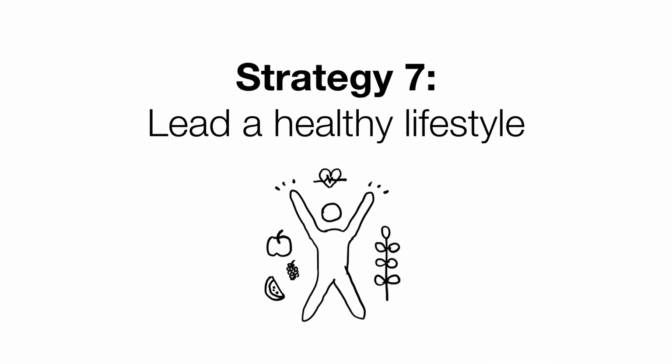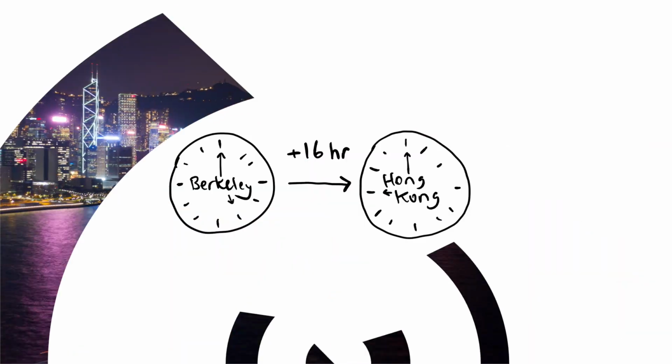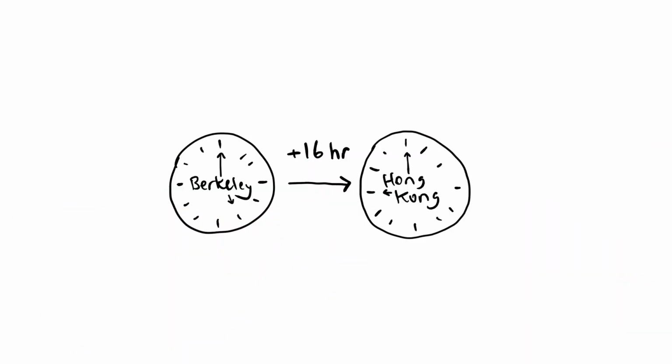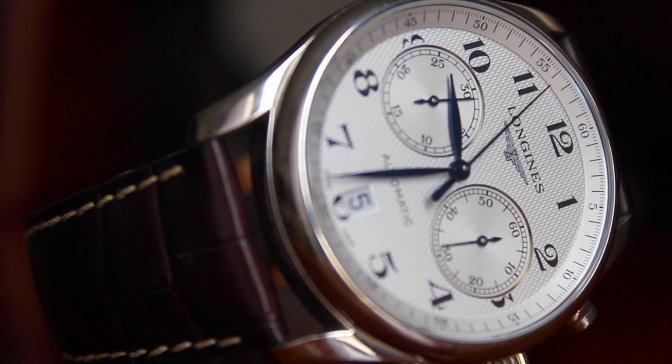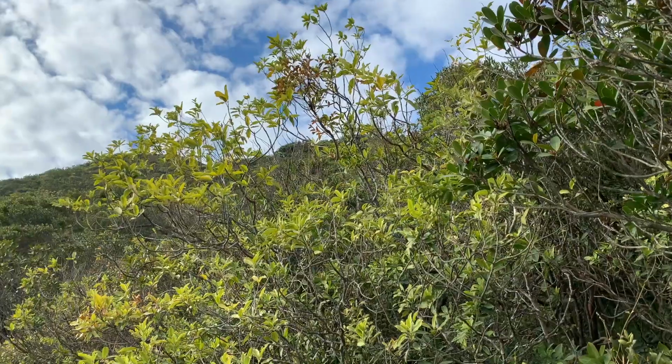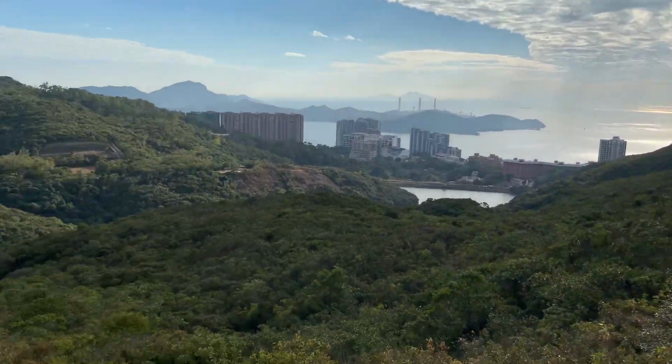Strategy number 7. Try to lead a healthy lifestyle. This means getting enough sleep and exercise. I was in Hong Kong for this class, so my time zone was 16 hours ahead of Berkeley. This meant that I often woke up in the middle of the night. To overcome this, I learned to adjust my sleeping schedule literally every day. And more importantly, I did exercise every day, hiking to rejuvenate myself.